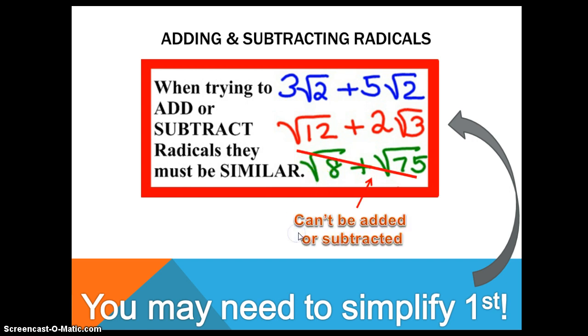And sometimes radicals can't be added or subtracted. The square root of 8 and the square root of 75 do not have common radicals even when simplified. So they won't be able to be added or subtracted. So you're going to have to make judgments based on the information. Do they have like radicals, or can I simplify them to be like radicals in order to add or subtract? If I can't, then they can't be combined.